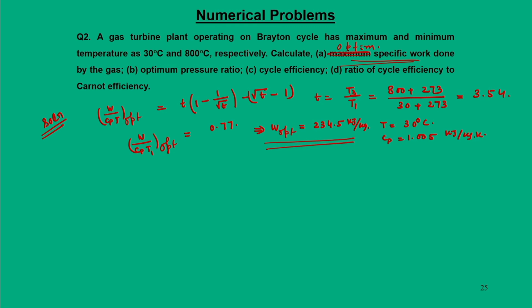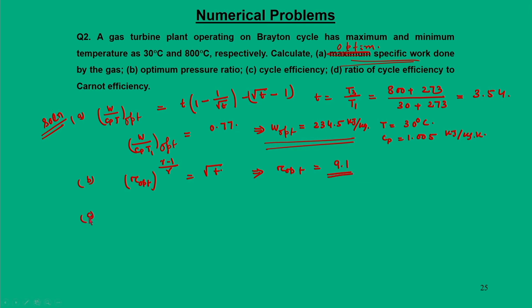And for this situation we can find the optimum pressure ratio, this is the first part. The second part would be R optimum. The relation between R optimum and the temperature ratio is R optimum to the power (gamma minus 1) by gamma is equal to square root of T. So, from this, because you know T, we can find R optimum as 9.1. So, the optimum pressure ratio is 9.1.